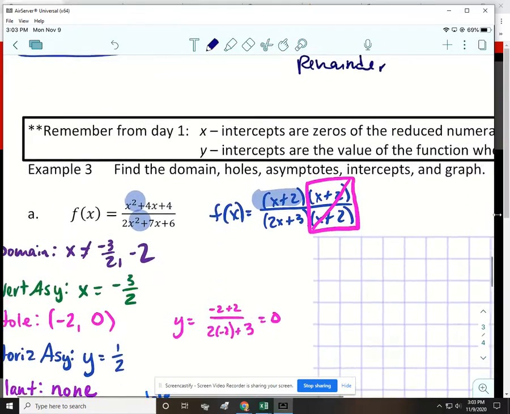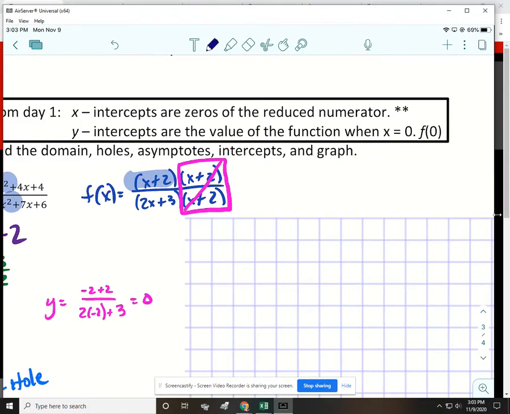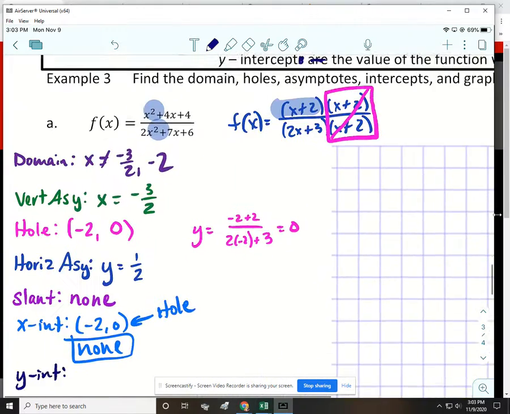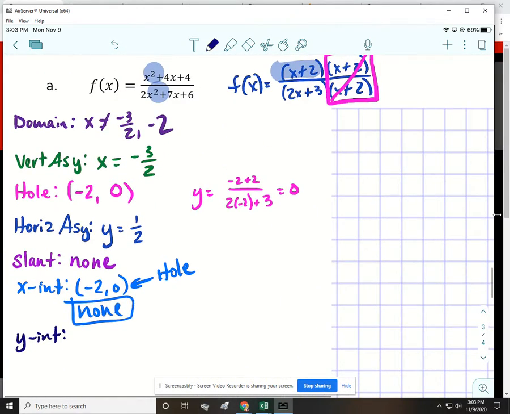The y-intercept is fairly simple to find. So the y-intercept is the value of the function when x is equal to 0, f of 0. So we would take our original function and make all of the x's 0. Now, when you make all of the x's 0, anything that has an x becomes 0, and you're just left with 4/6, or 2/3.